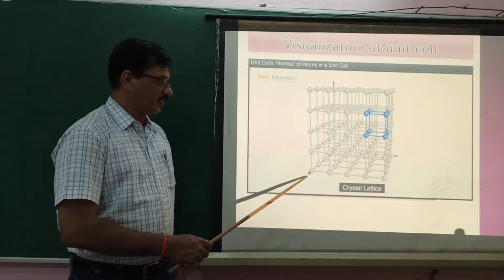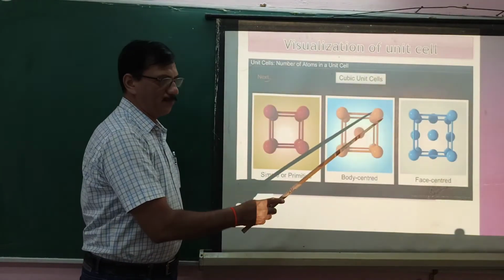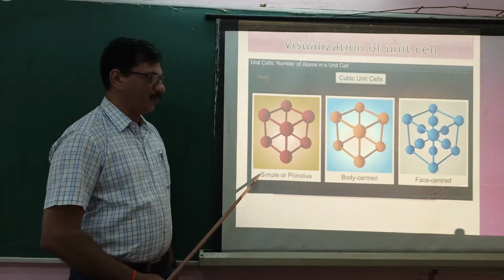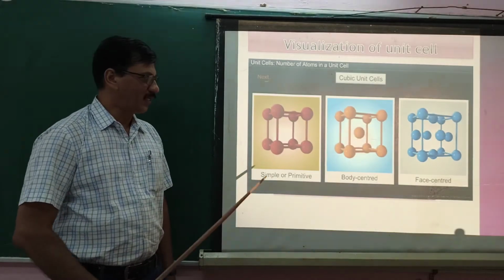So this can be extended. That means it is the crystal lattice, and a portion of that is called the unit cell. The unit cell may be simple primitive, body centered, or face centered. You can have a better view here.